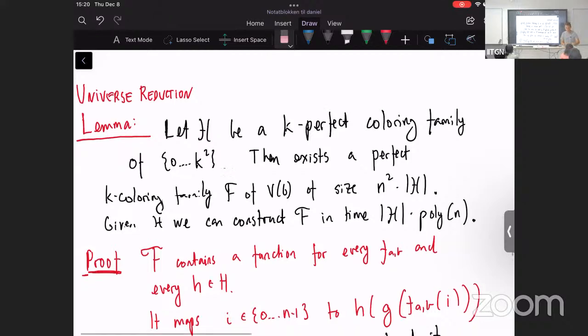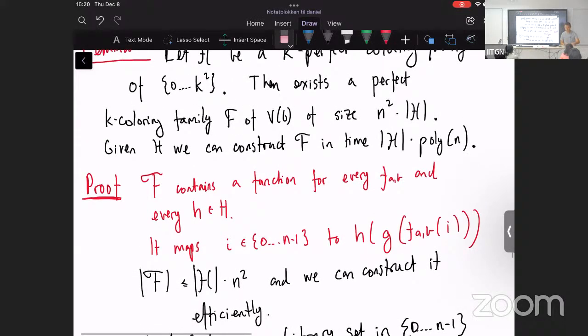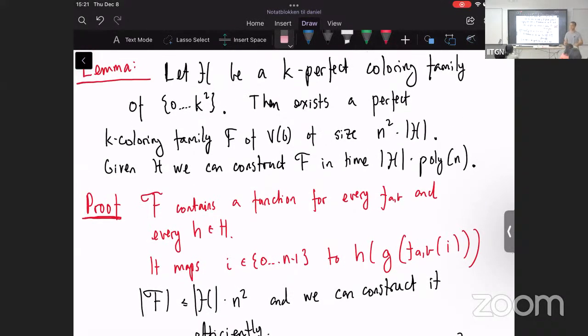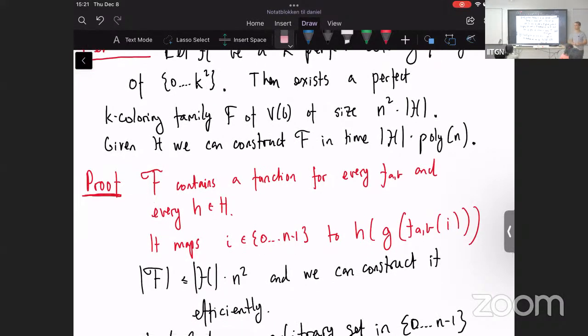Okay, how do we prove this? Given the perfect k-coloring family H for the k squared size universe, F will contain a function for every f_AB from the previous lemma and for every H in the perfect coloring family. So how do I color every element from my big universe? It maps every element in the big universe to one of k squared buckets, treats the buckets as integers from 0 to k squared, and applies H to color the bucket. So everyone in the same bucket gets the same color.